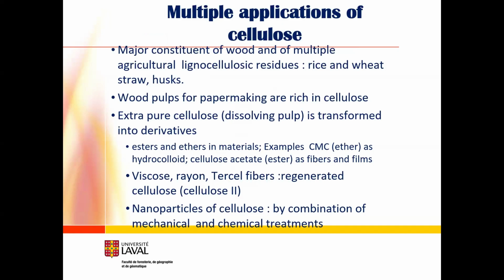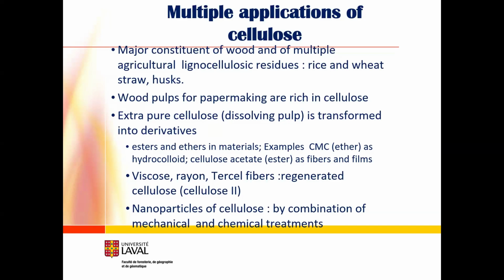So here I wanted to mention the multiple sources of cellulose for what concerns us. It is mainly the cellulosic pulp, which is used in paper making, and it is the most important starting material for different nanoparticles.